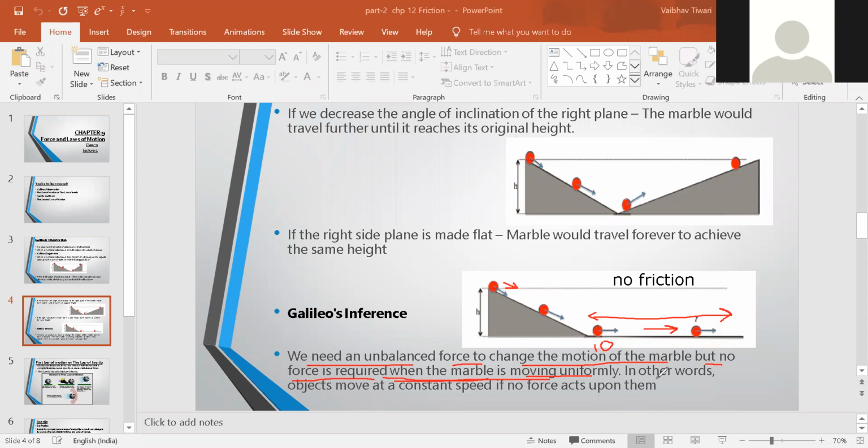In other words, this is the most important sentence: objects move at a constant speed if no force acts upon them. Objects move at a constant speed if no force acts upon them. This is what was concluded from Galileo's experiments.